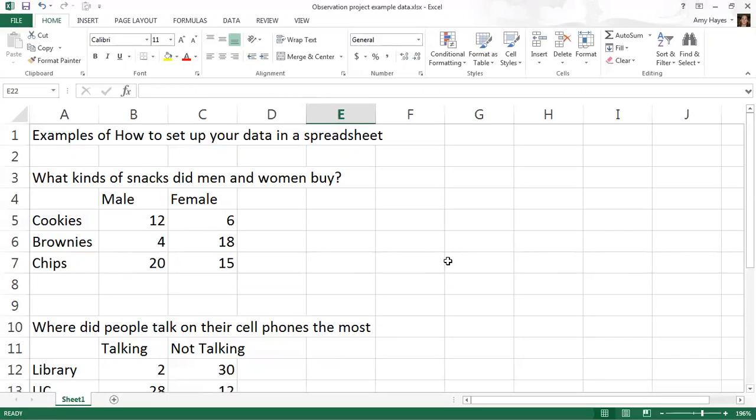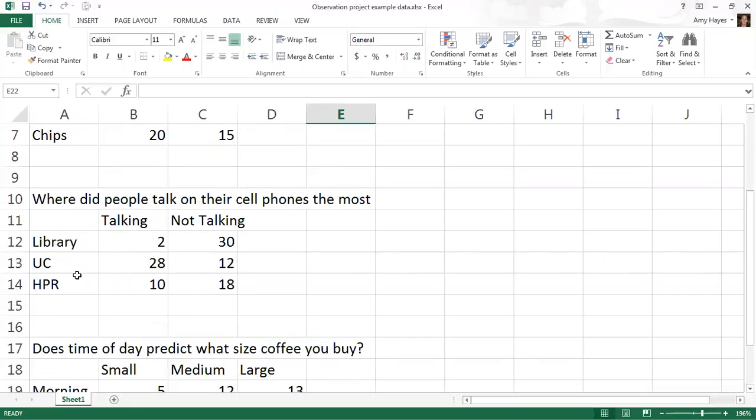And this is how you would set up your spreadsheet also. So pay attention. Your predictor variable, in this case it's men and women, male and female, is going to go across the top. So you're going to make little labels for those headings. And then down for the rows, you're going to have the types of things you are observing. So cookies, brownies, and chips. Let's look at another example.